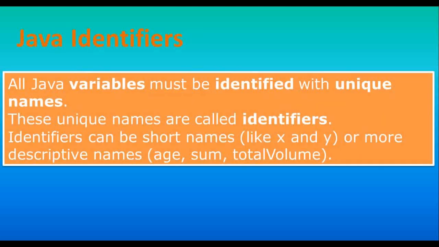Java identifier. A variable is also known as an identifier because its name is unique.